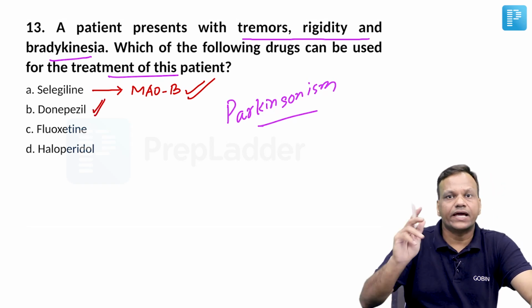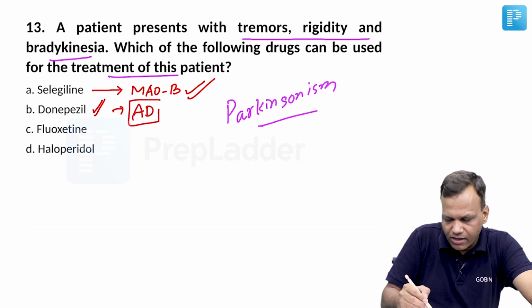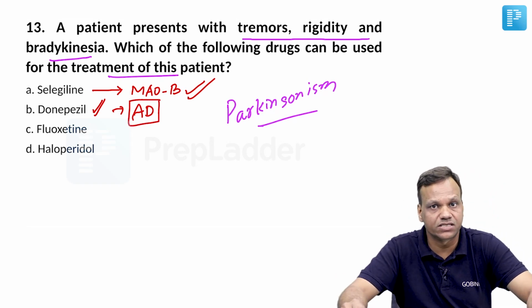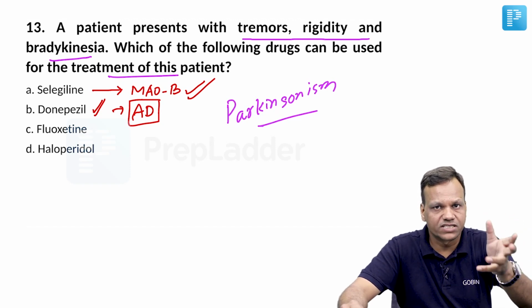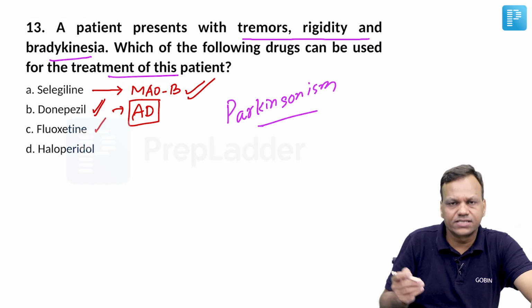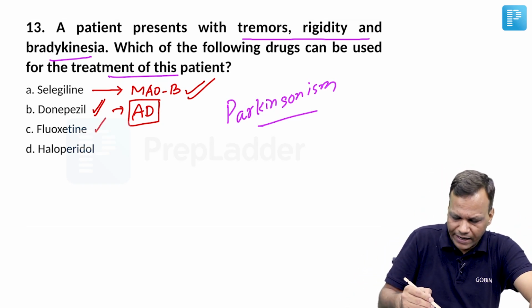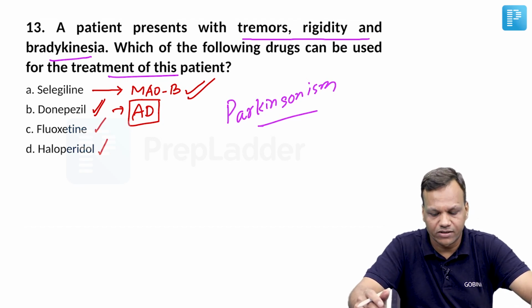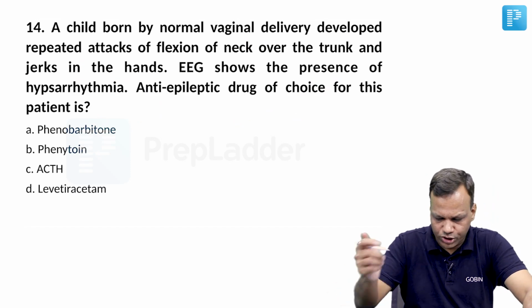Donepezil is an acetylcholinesterase inhibitor which is used in Alzheimer's disease. The first line drug, or we can say drug of choice, for Alzheimer's disease is donepezil. Remember the drugs: donepezil, rivastigmine, galantamine. Then fluoxetine is the drug of choice for depression. It is an SSRI used in depression, and haloperidol is an antipsychotic drug. So the very easy answer is selegiline. Okay, moving to the next question.